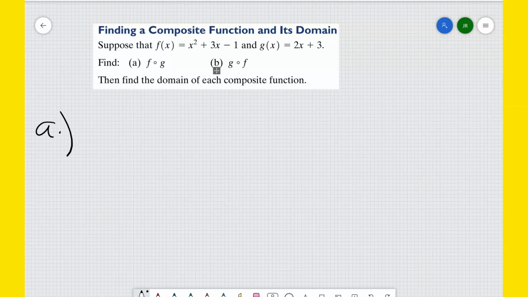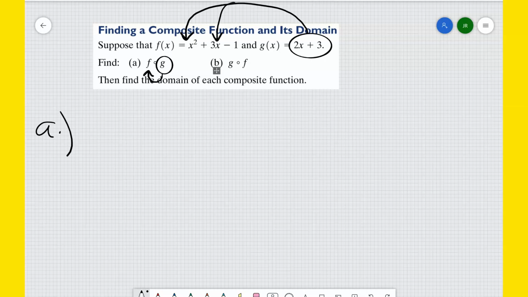Our next example, this time we're not plugging any number into f or g, but we are just finding the general f of g function. So that means I'm taking the whole g function and plugging it into f. So I'm taking the whole g function, which is 2x plus 3, and I am plugging that into f in the place of x there.